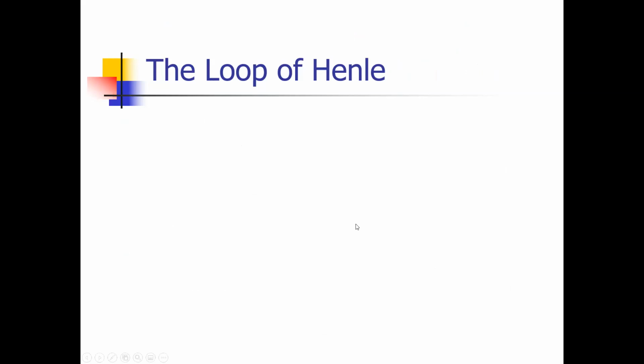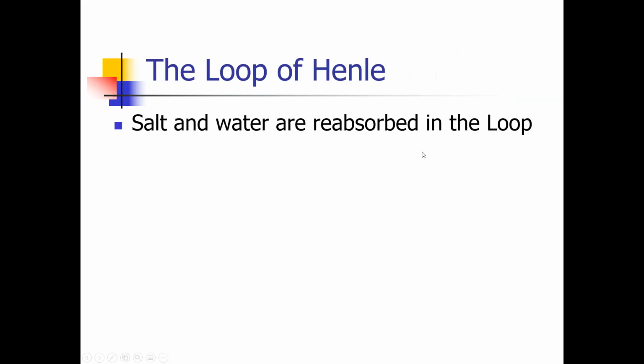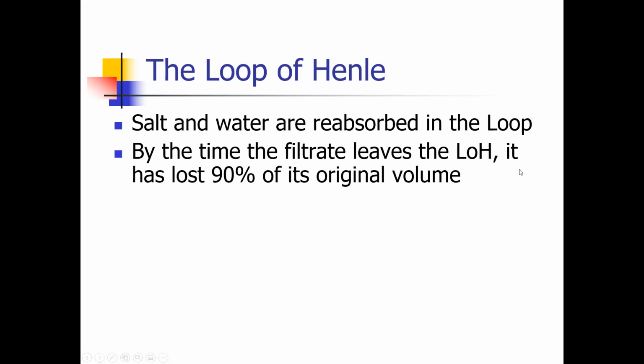Okay, loop of Henle. This has a slightly different name in the image that I showed you. It was the nephron loop, but when you see that loop, it means that dropping down, the thinning, dropping down. What's happening here is water and salt are reabsorbed into the loop. So because the filtrate is becoming saltier, you need a saltier environment. And so the loop of Henle has very salty cells. What that does is through osmosis, the water goes into that salty environment, pulling more water out of the filtrate and helping you retain water. By the time the filtrate leaves the loop of Henle, it's lost 90% of its original volume. So by the time it leaves the loop of Henle, there's only 10% of what leaked out originally left.